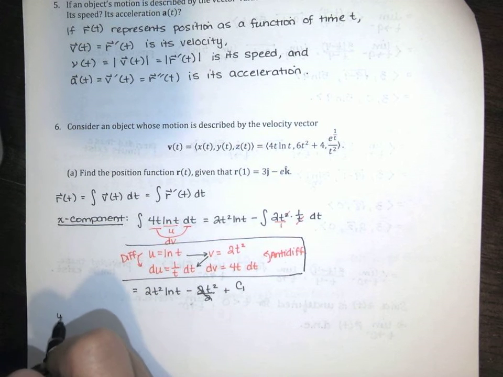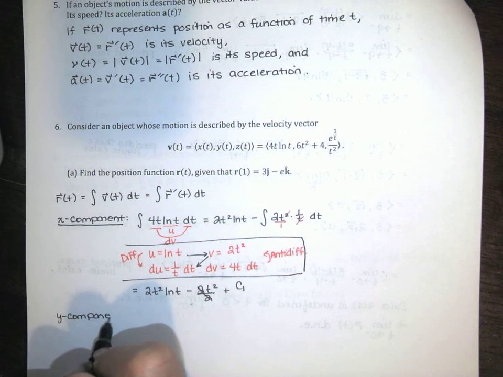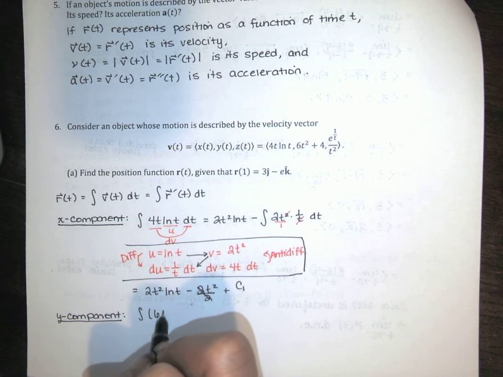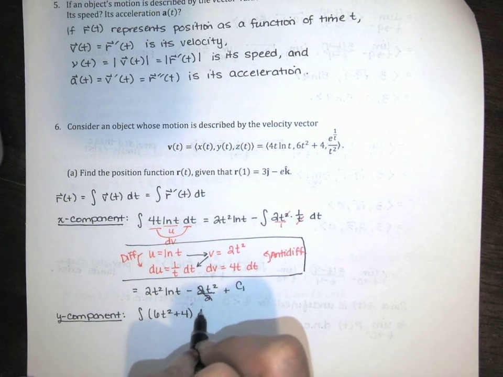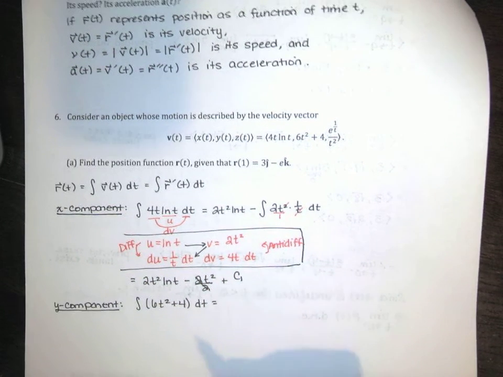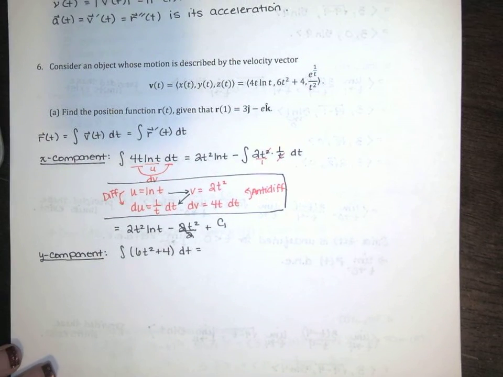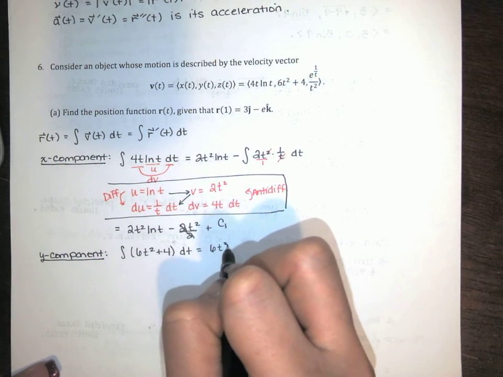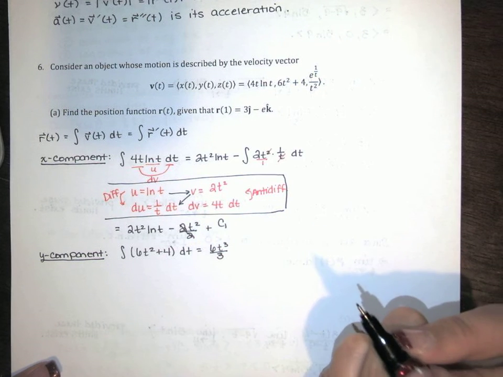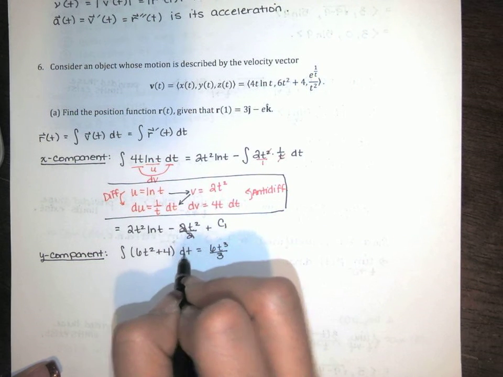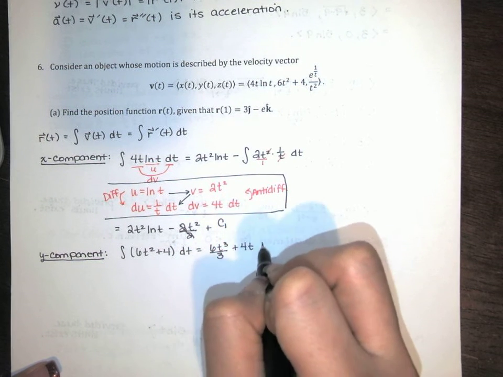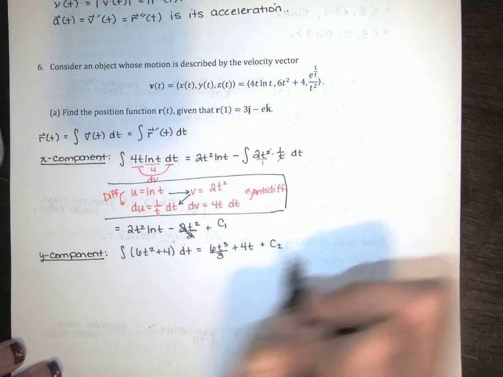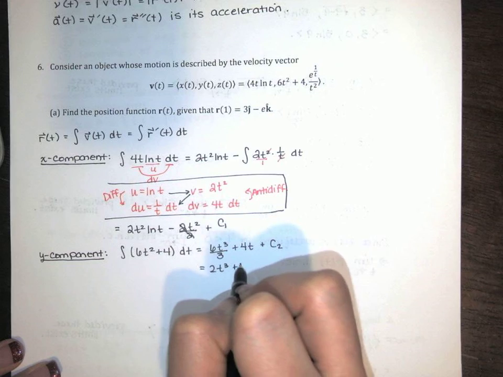Now for the y component, we want to anti-differentiate 6t squared plus 4 with respect to t. It's actually not too bad at all, just a power rule and a constant multiple rule. The antiderivative of this comes from bringing the 6 down, add 1 to the exponent, divide by the new exponent. Antiderivative of a constant is your constant times the variable of integration, which is 4t. Add a constant of integration, just call it c2. So this is going to give us 2t cubed plus 4t plus c2.